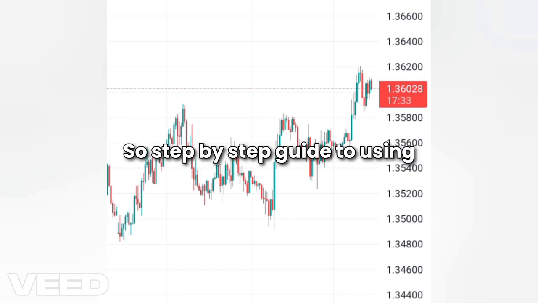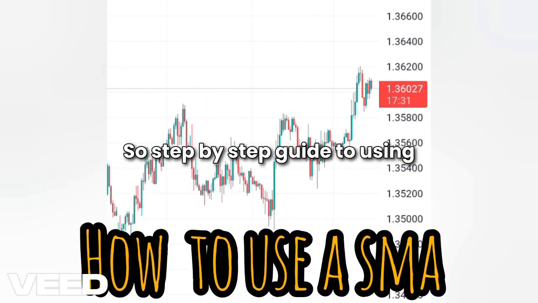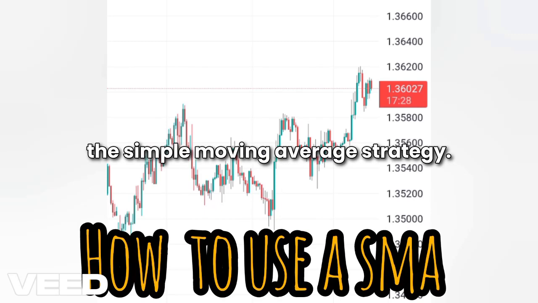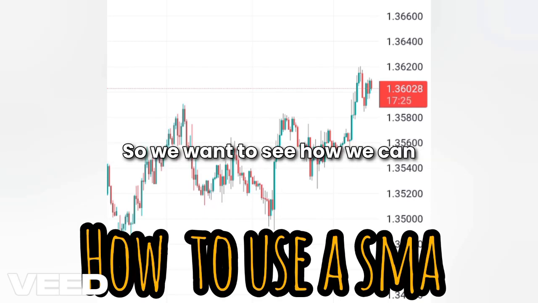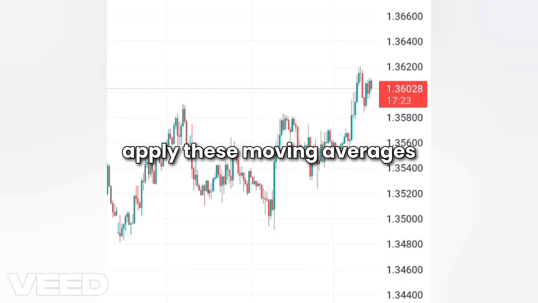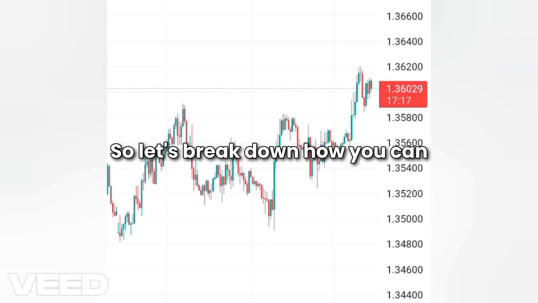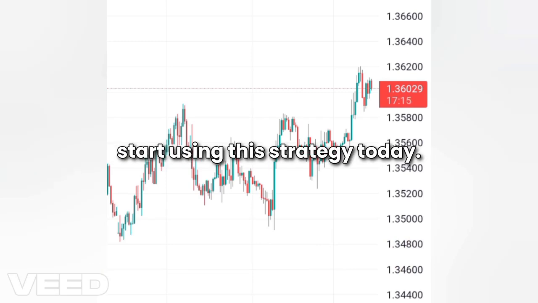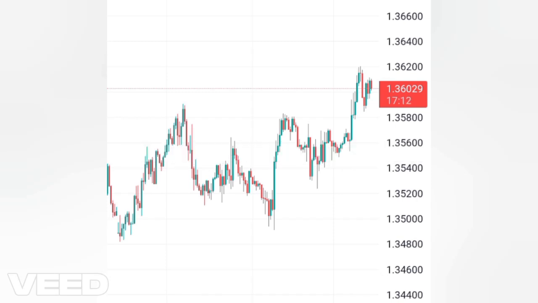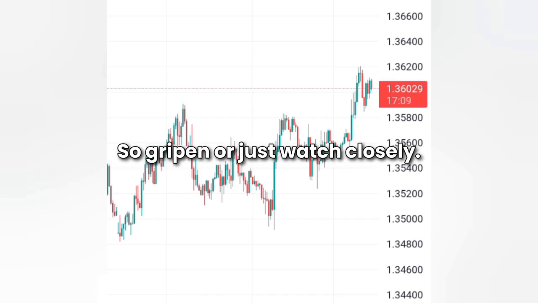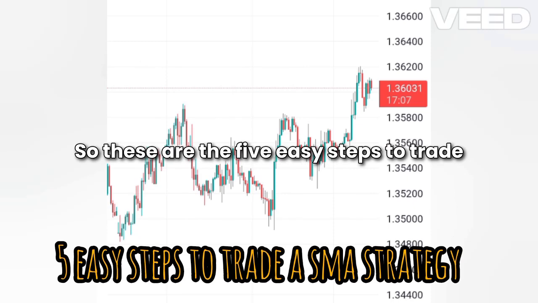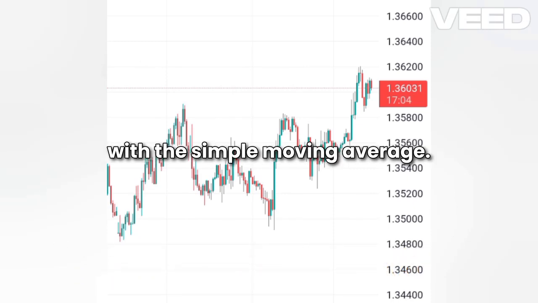Simple, right? So here is a step-by-step guide to using the simple moving average strategy. We want to see how we can apply these moving averages to our chart and how to use them. So let's break down how you can start using this strategy today. Grab a pen or just watch closely. These are the 5 easy steps to trade with the simple moving average.